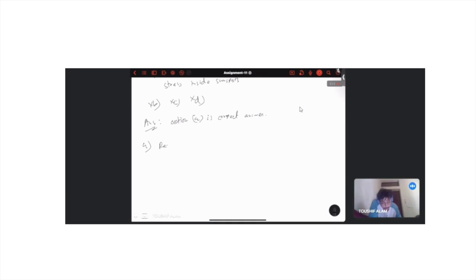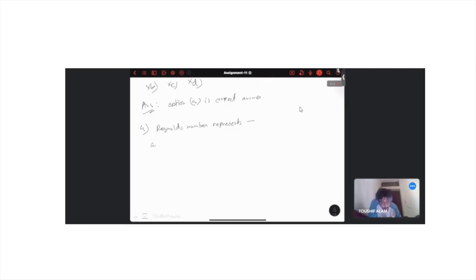Question 4: Reynolds number represents what? The relative importance of nonlinear effects to the viscous effects. Then the option that says the pressure force to body force.